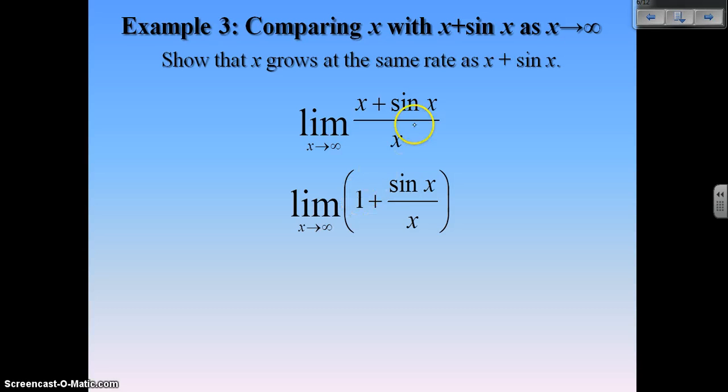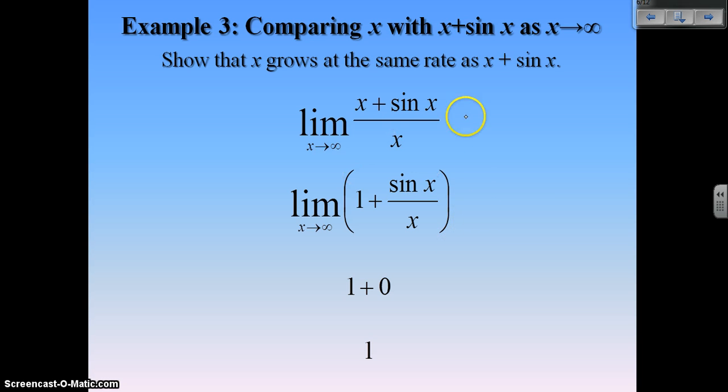x over x is 1, and then sine x over x. Now, if I were to plug in my infinity, this is on top, negative 1 to 1. That's the range of sine, negative 1 to 1. And that over infinity would be 0, and then 1 right there. So with some simplification, we avoided L'Hopital's rule, and the answer is 1. It doesn't have to be 1. It just has to be a non-zero, non-infinity number to suggest that they grow at the same rate.